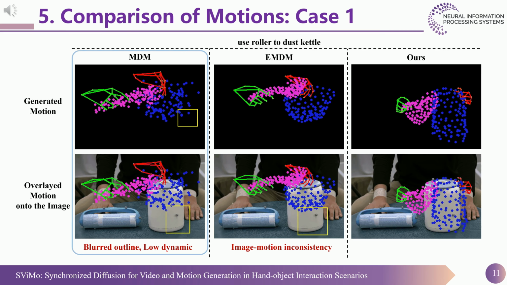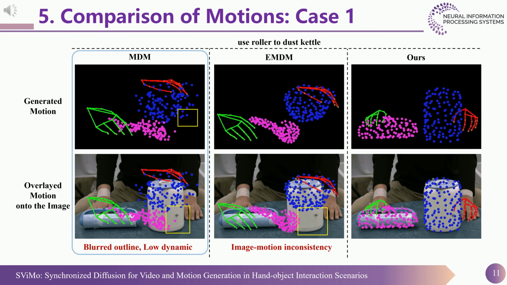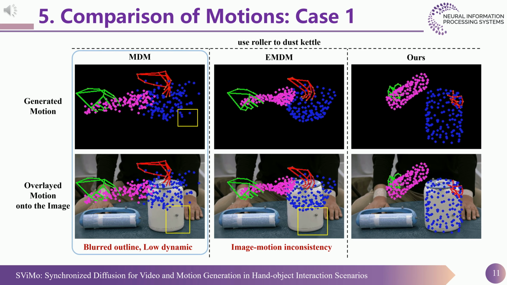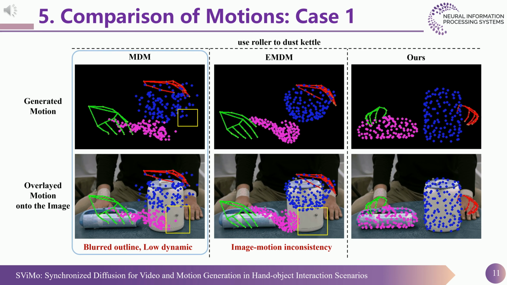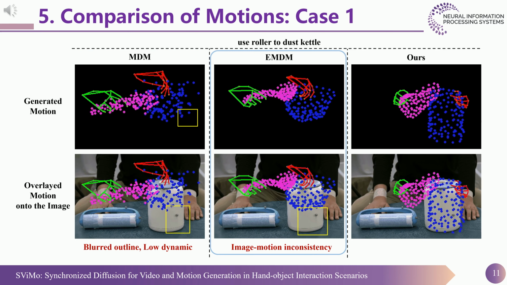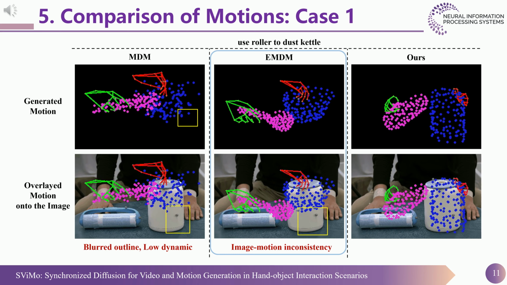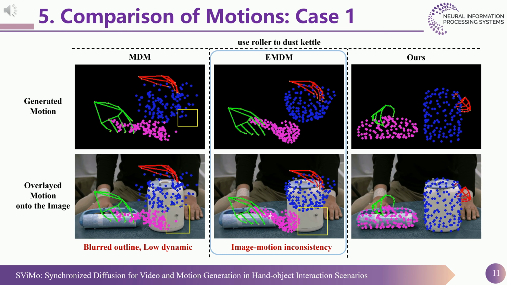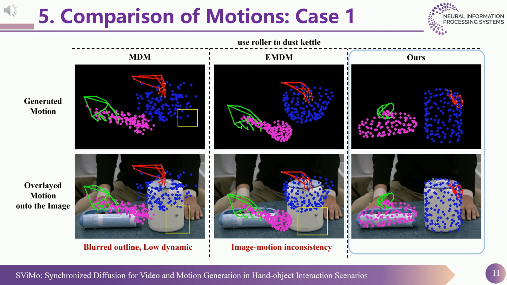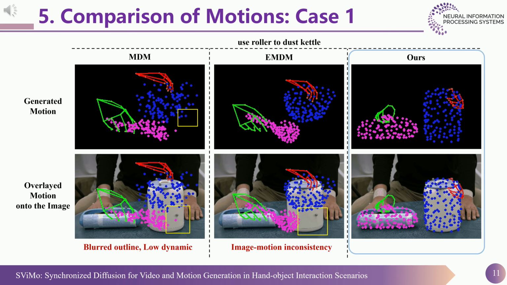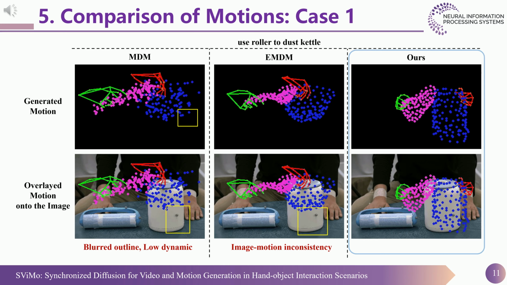This is MDM's result. It generates motions with low dynamics, produces unclear point cloud contours, and shows position mismatch with objects in the reference image. This is EMDM's result. It exhibits significant shape discrepancy from the reference image, indicating low image-motion consistency. Finally, our results not only exhibit plausible motion but also maintain high consistency with the reference image.